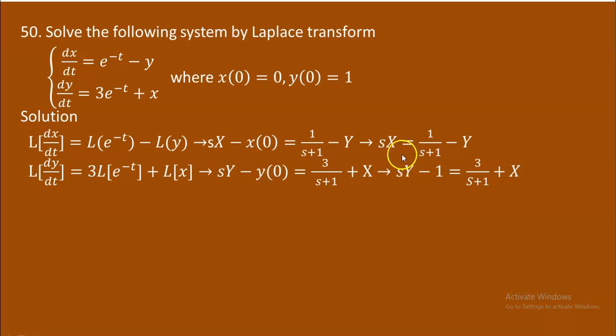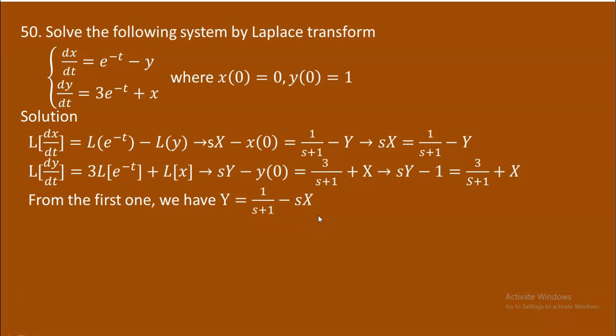Note that small x and small y are the functions we are looking for, because these are functions of t. We are looking for small x and small y, which are supposed to be written in terms of t. But capital X and capital Y are the Laplace transforms of x of t and y of t. So now let's try to combine these two and solve these two equations.